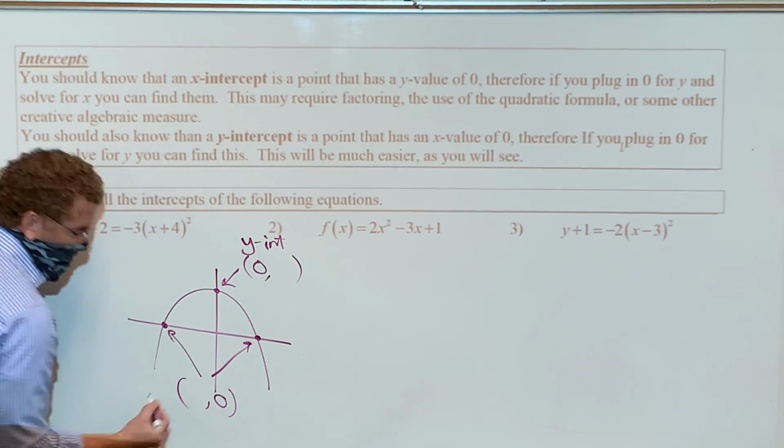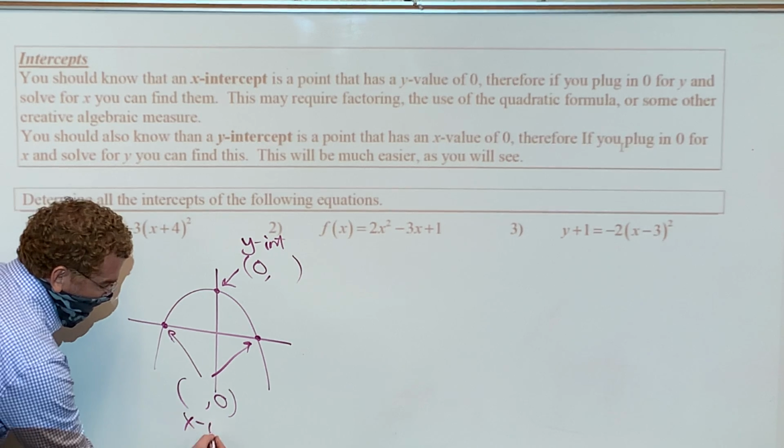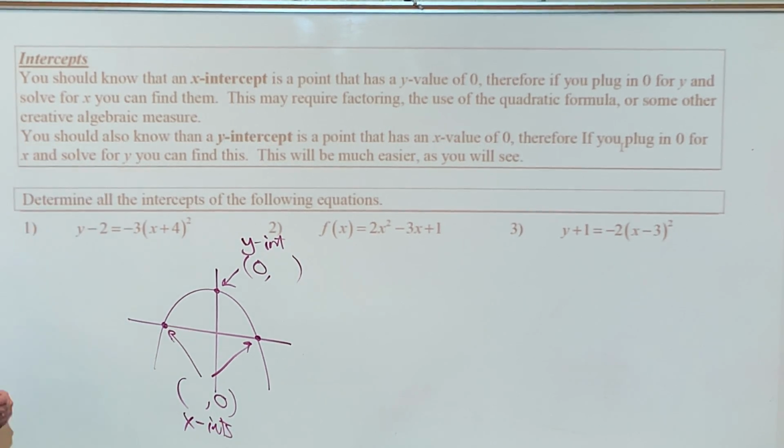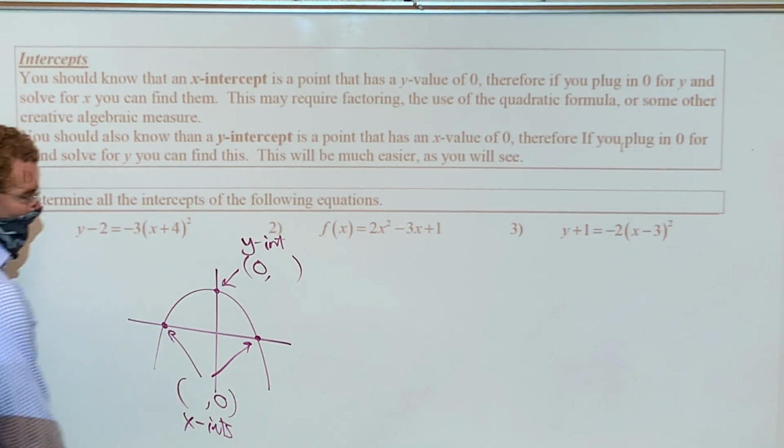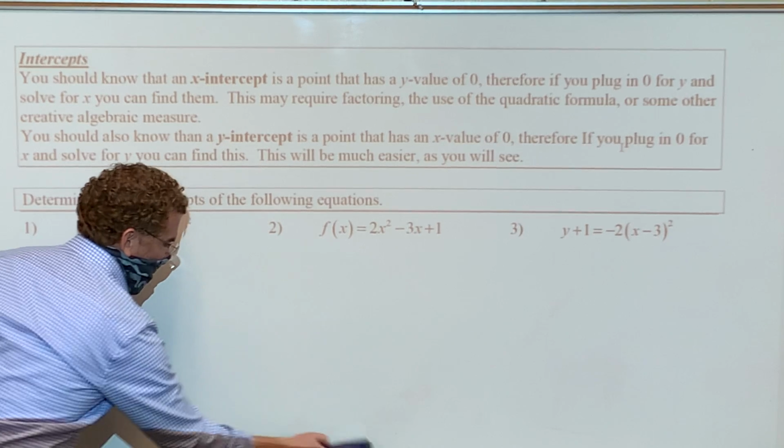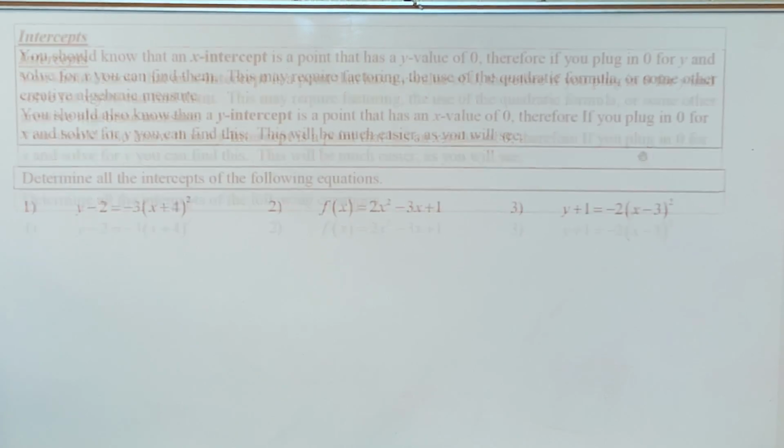The y value is 0. So if I ever want to find the x-intercepts, all I got to do is plug a 0 in for the y and solve for x, which is a little trickier. Takes a little bit more, but we can do it. So let's check that out. What if I want to find the intercepts of all of these?